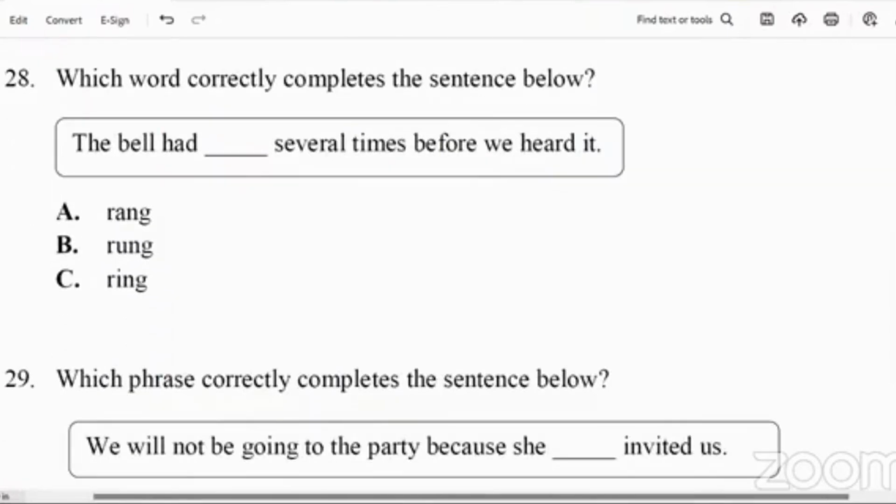Question 28. Which word correctly completes the sentence below? The bell had blank several times before we heard it. The bell had rang, the bell had rung, the bell had ring. Okay, so again, when we're looking at present tense, past participle, but that there is the had, that's pretty much the helping verb, and it indicates that it should be the past participle. So the bell had rung. That would be the correct word.